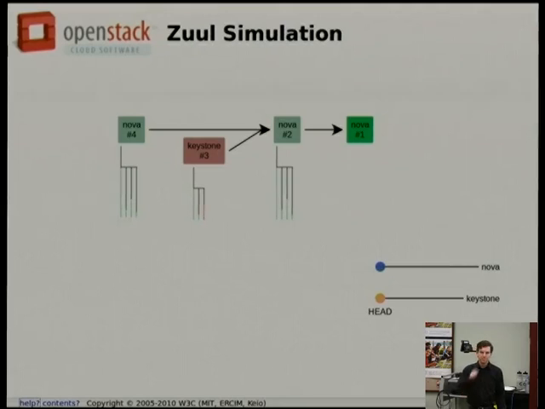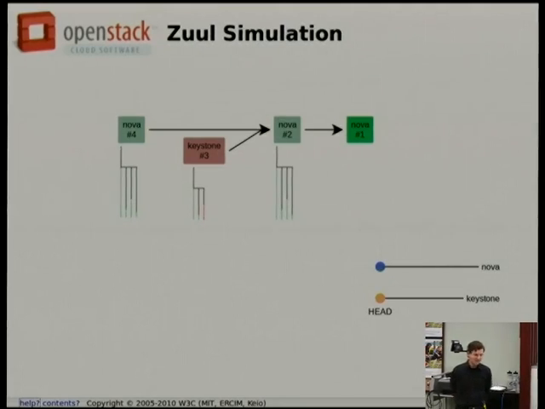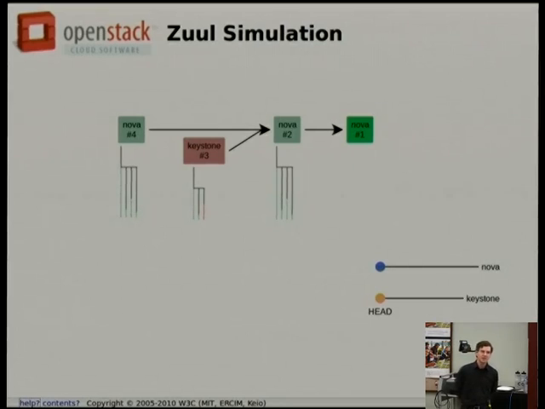Yes. Okay. So to repeat the question, it was that if you have a patch that's failing, like for instance Keystone number 3 here, as that moves up the tree, won't the changes that are behind it keep getting canceled and discarded? And in this case, Zuul is doing extra work. And the answer is yes, that is the case.